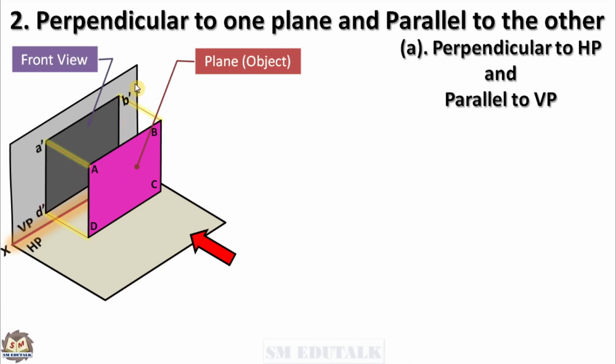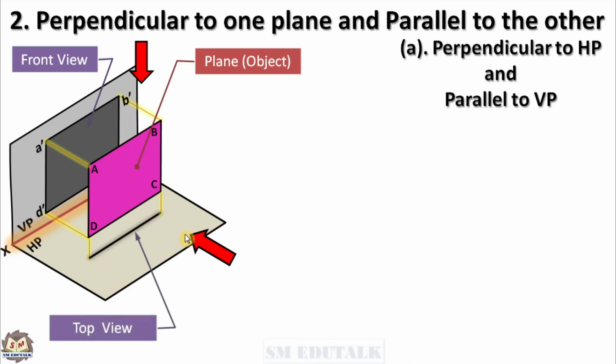The same way, when you look at the plane ABCD from the top, it looks like a horizontal line. That's why the top view of the plane is projected to the HP as a line. When you look at from the top, the corner points A and B are visible. The other corner points D and C are invisible.